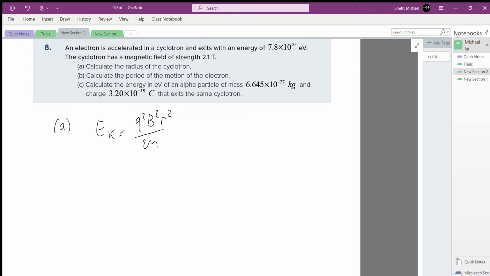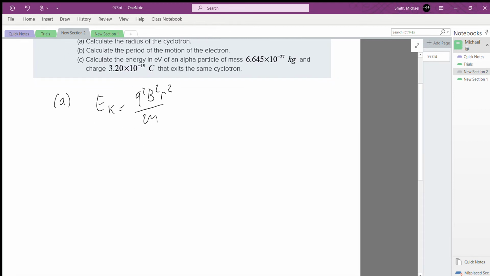Now the rearrangement can be a little bit tricky, so I'll go through that. First we're going to multiply through by 2m. So we have 2m EK equals Q squared B squared R squared. Then we're going to divide through by Q squared B squared. So we have R squared equals 2m EK all over Q squared B squared.